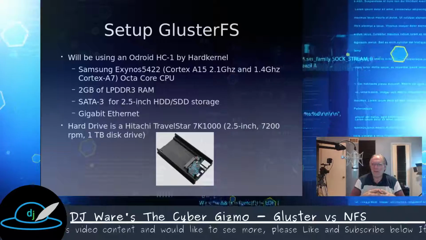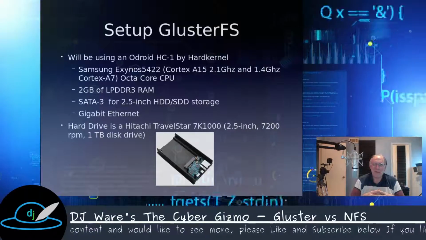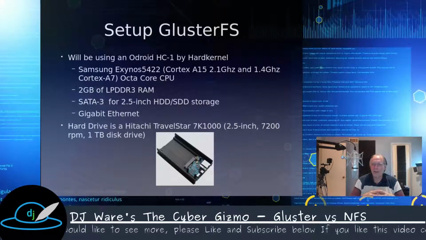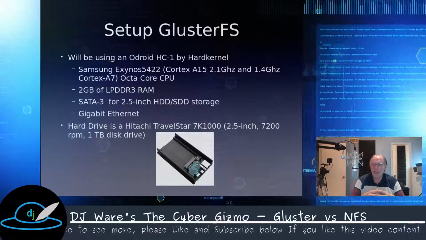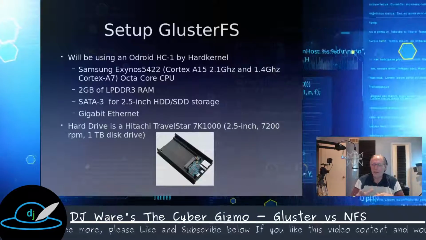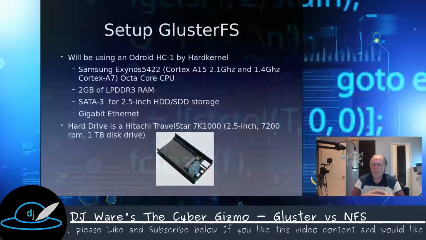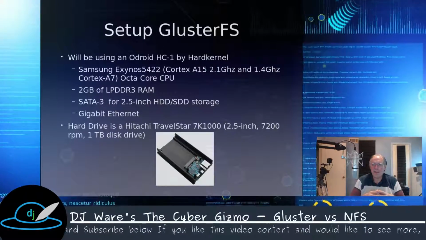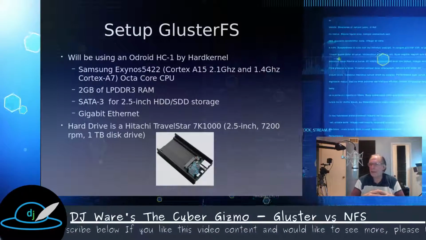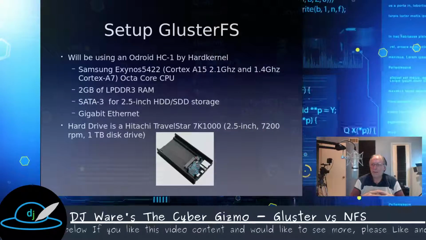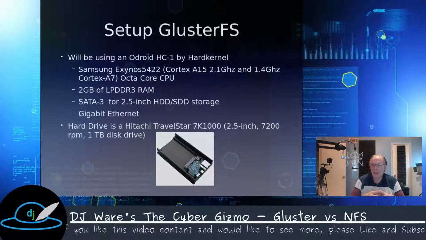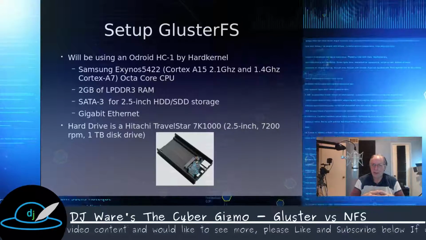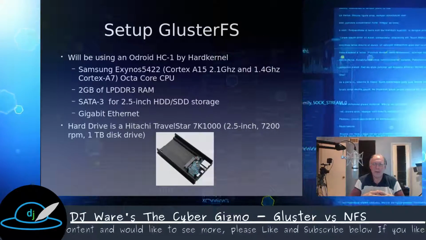There's 2 gigabytes of LPDDR3 RAM, and there is a SATA 3 connector that's included with the board and the heatsink, which is the black metal shroud that the motherboard is mounted to. It also includes a gigabit Ethernet, and the hard drive that we'll be using for the tests on our systems is the Hitachi TravelStar 7K1000, which is a 2.5-inch 7200 RPM 1 terabyte disk drive.